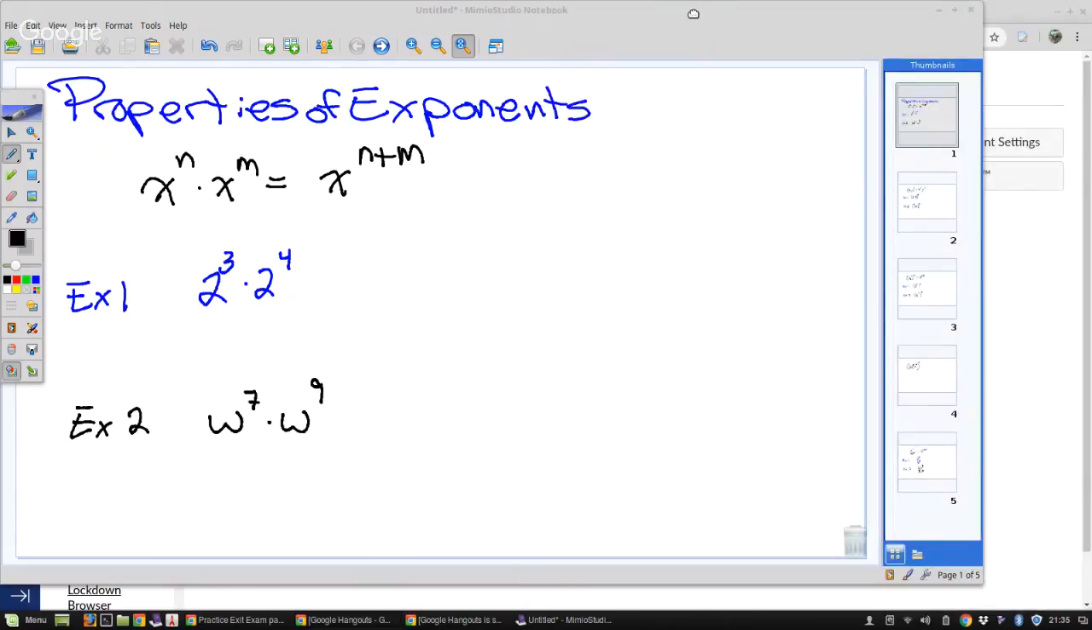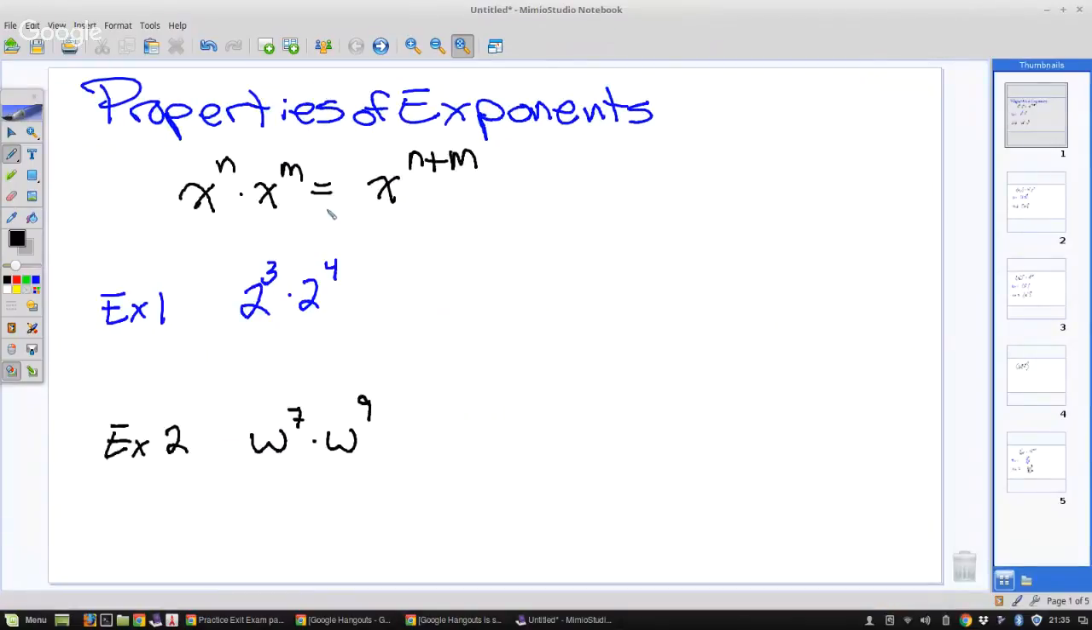Here we're going to look at properties of exponents. First one is if we have two powers with the same base multiplied, then we end up adding the powers.